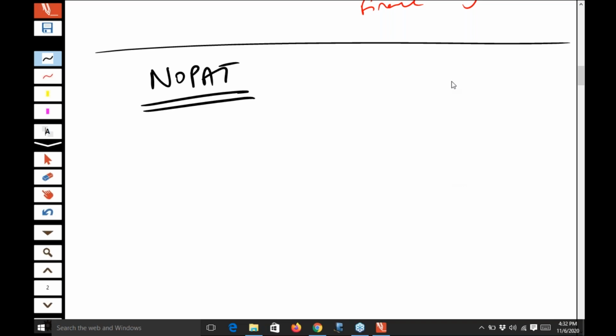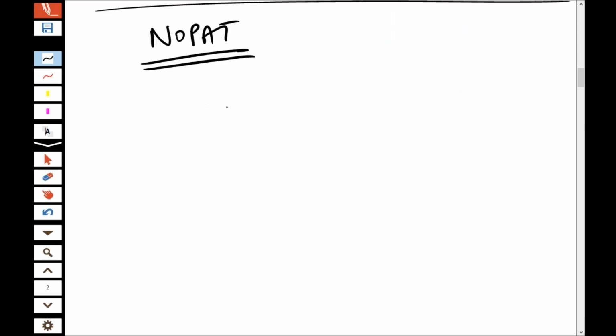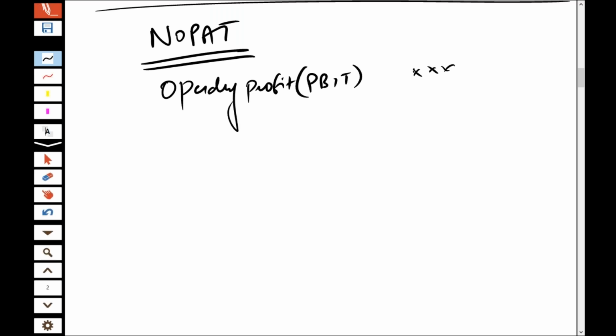Now, how exactly do we calculate the NOPAT? Let's try to have a discussion of the NOPAT. What we do is we start off with the operating profit, which is also the profit before interest and tax. After that, we incorporate the adjustments to it. What exactly are the adjustments that we incorporate? Let's try to understand this. We apply tax.